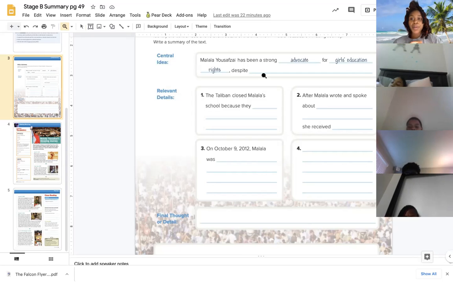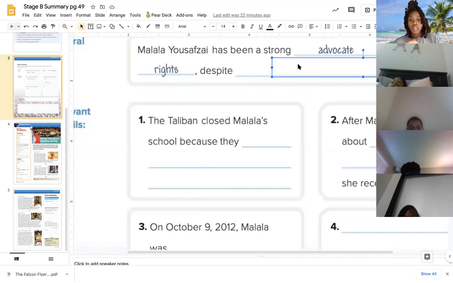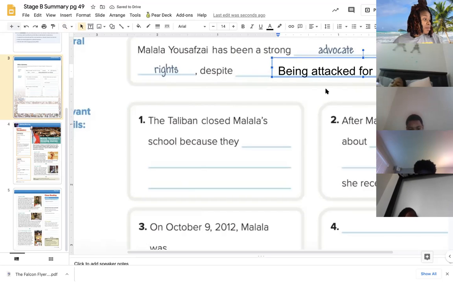So that's the main idea of this text. She was a strong advocate for girls' education rights despite being attacked for her opinions. Okay, so I'm going to add this, and you guys need to add this to your Google Slides. Despite being attacked for her opinion, she thought girls should go to school. The Taliban thought differently.